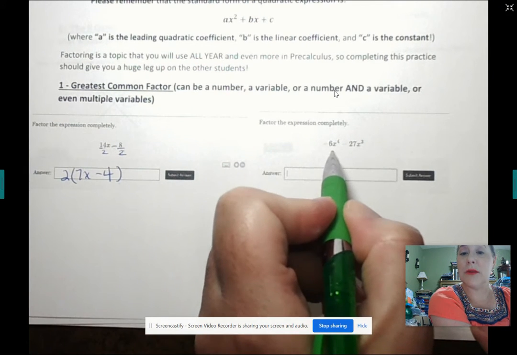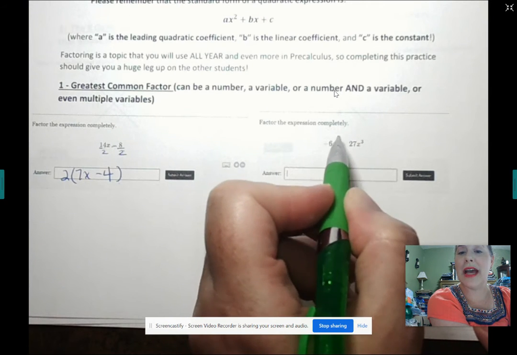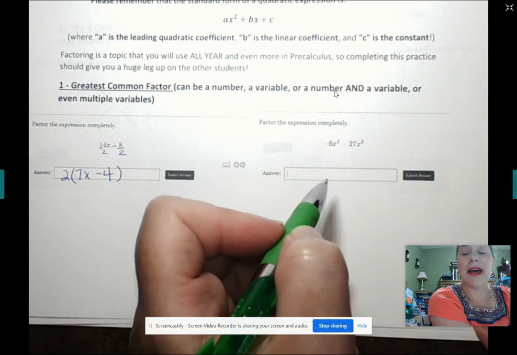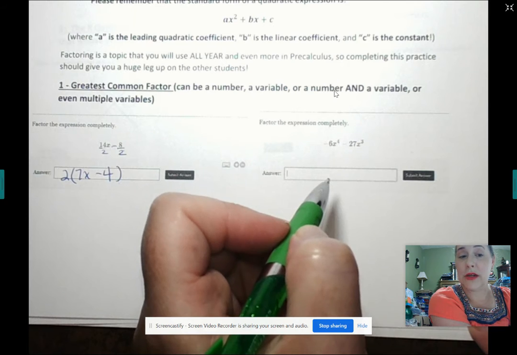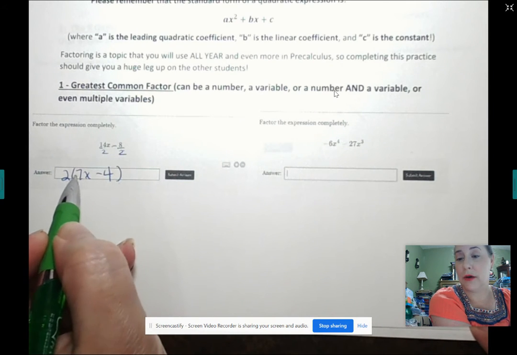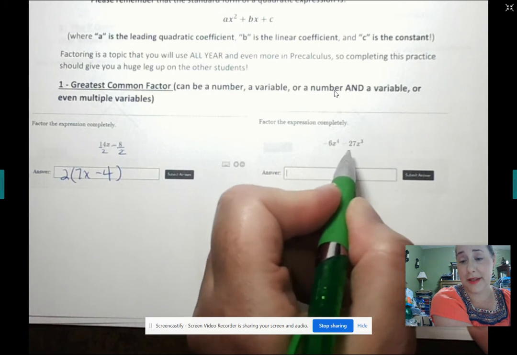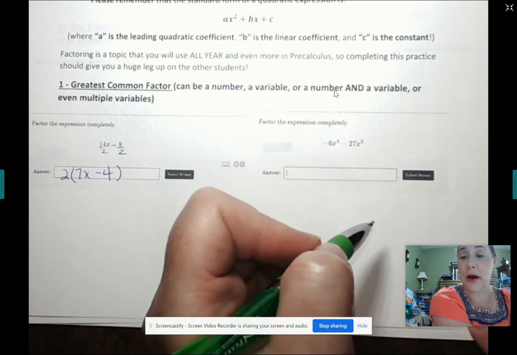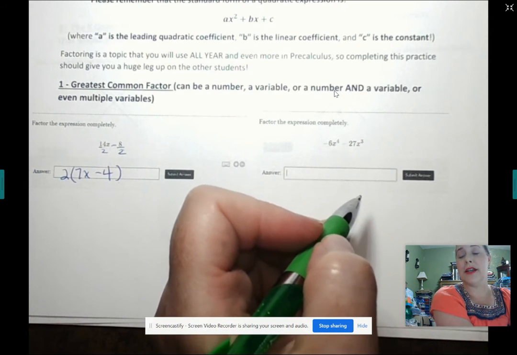Now, if I look at this next one, first of all, whatever the leading term is, whatever the highest powered term is, if it has a negative coefficient, that's a sign that you're going to take a negative greatest common factor out. We don't ever want to have negative leading coefficients. So I know I'm going to take a negative out of both of these terms. But is there a number that 6 and 27 have in common that I could take out? Is there a variable that we could take out?